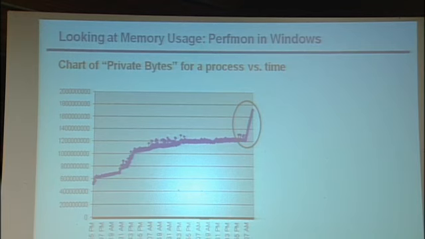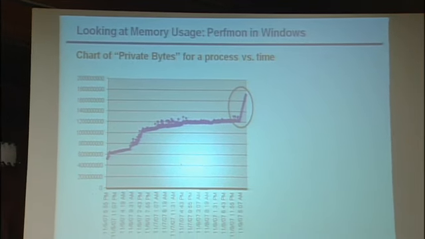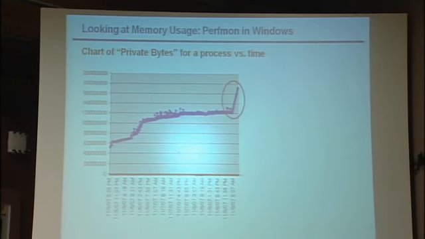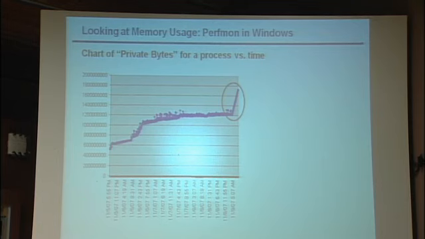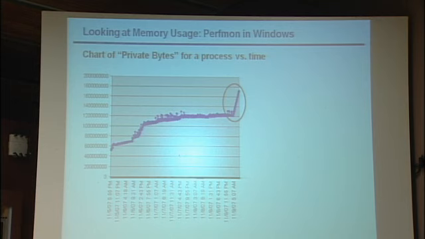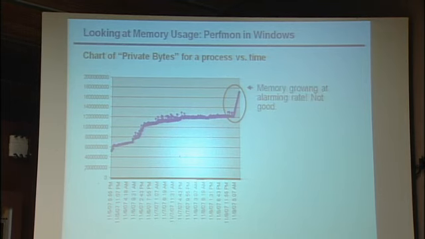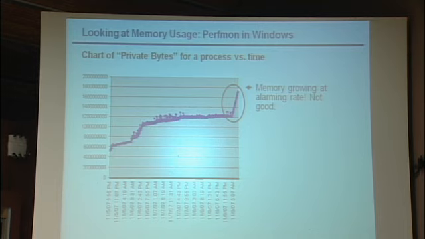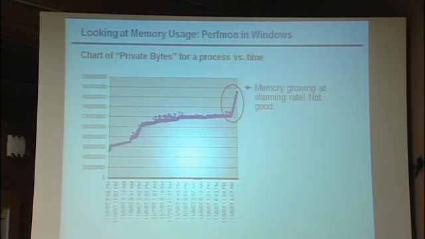So first thing, let's actually look at the memory utilization and see the timeline. What I show here is a chart versus time of something in Windows that's called private bytes. Think of that as memory, okay? What you see is that memory is kind of growing slowly, whatever, but at some point near the very end, near when the server crashes, it starts growing at a really, really fast clip.